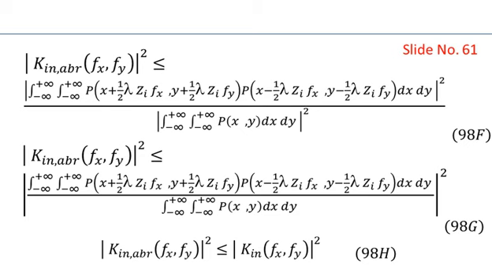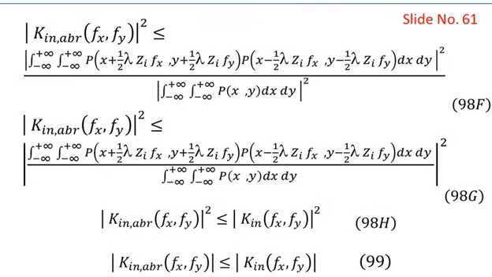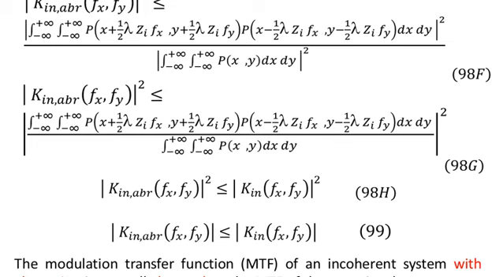The difference is that the absolute square in equation 98F is the absolute square of the numerator separately and the absolute square of the denominator separately. In equation 98G, we have taken the absolute value of the whole term on the right-hand side. By this we can compare the left-hand side with the right-hand side, omitting the absolute square sign, so the terms within the absolute square on both sides follow the inequality given in equation 98H.